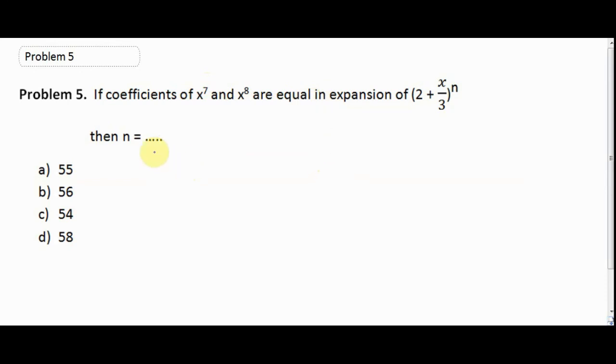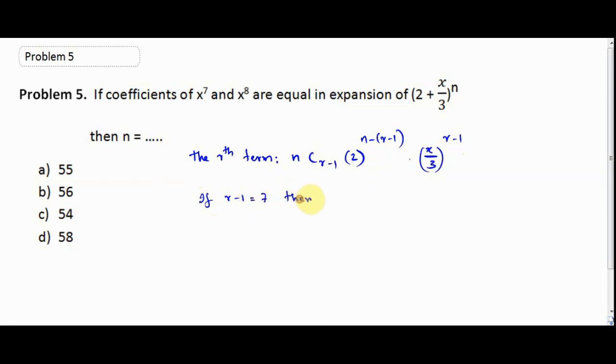So we know that the rth term in the expansion will be nC(r-1) 2 raised to n minus (r-1) into (x/3) whole raised to r minus 1. So if r minus 1 value is 7, then that term will be having a power of 7 corresponding to x.